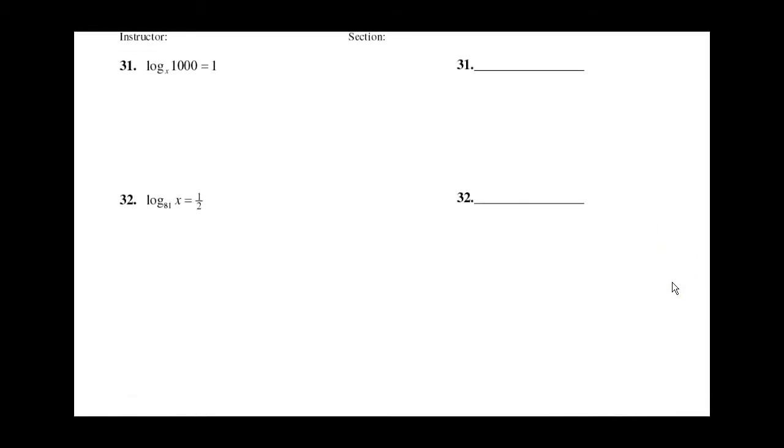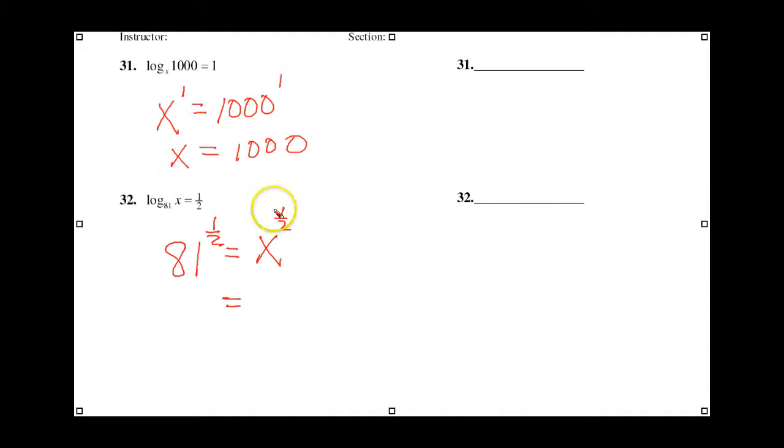And a few more here. So here our base is x, our exponent is 1, and our answer is 1000. So our exponent is 1. This is to the first power. So x equals 1000. Now here we have our base of 81 to the 1/2 power. X is to the 1/2 power. And here I think we can just take the square root of this, which is that, and that would be 9. So x would equal 9.